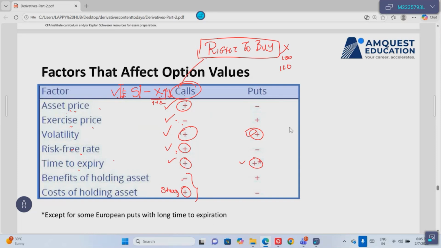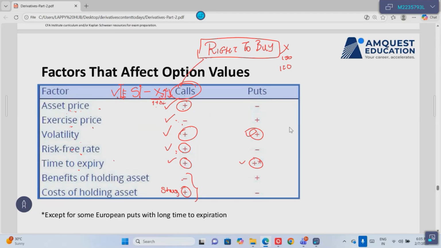So quickly, call. If the stock price goes up, value goes up. If the exercise price goes up, value goes down. If the discounting rate goes up, this goes up, this goes down, this will go up. If the volatility goes up, it's always up. And time to expiry is always up. Clear? Now let's do put.